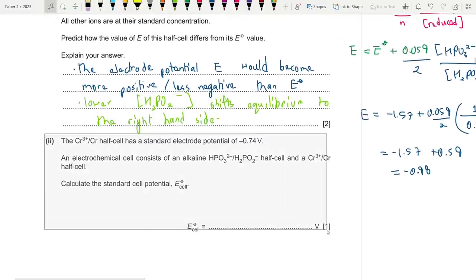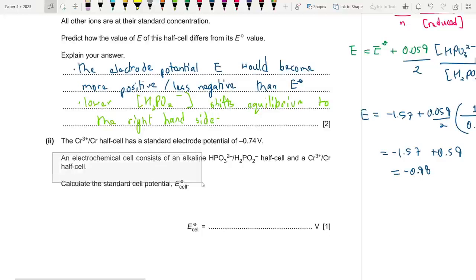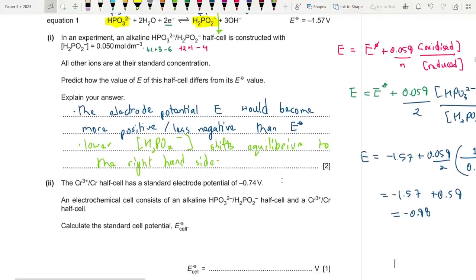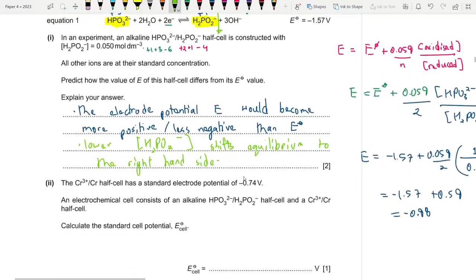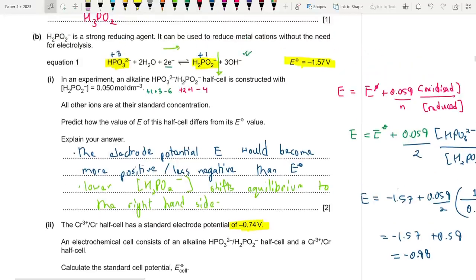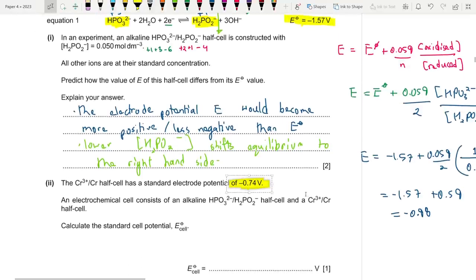The Cr3 plus Cr half cell has a standard electrode potential. An electrochemical cell consists of an alkaline HPO3 2 minus H2PO2 half cell and a Cr3 plus Cr half cell. Calculate the standard cell potential. Okay, so we don't need to deal with this value. We are just going to deal with our standard value. Okay, so check this. So this has a reduction potential of minus 1.57, and the chromium half cell has a reduction potential of minus 0.74. So the one which is more positive will get reduced preferentially. The one with the more positive electrode value will get reduced preferentially. As a result, chromium will actually get reduced.